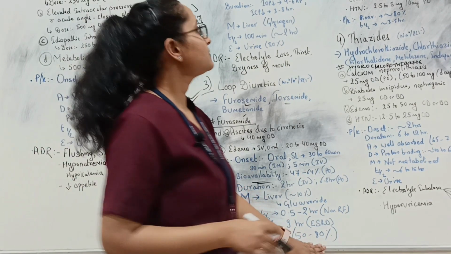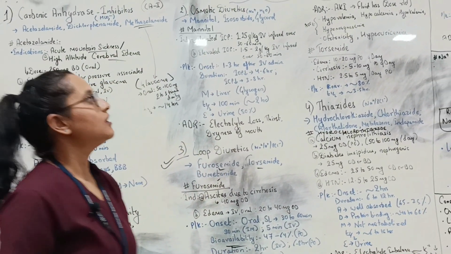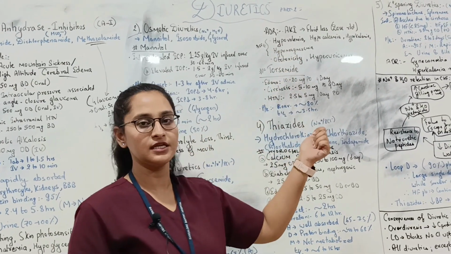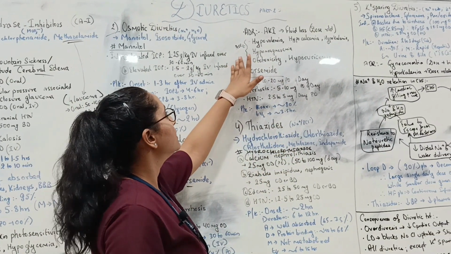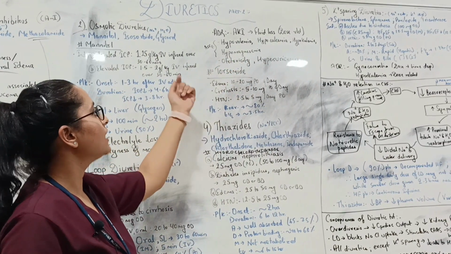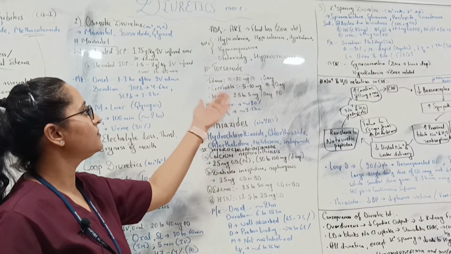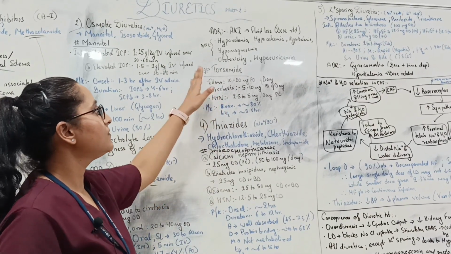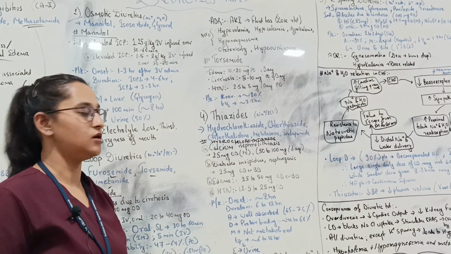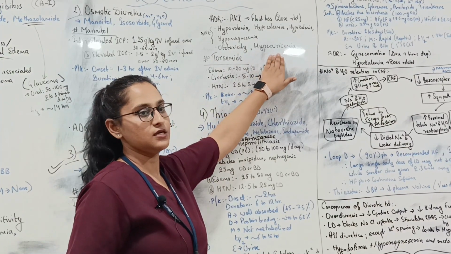Now the ADR for loop diuretics is AKI, acute kidney injury, seen when there is a fluid loss, and it is dose related. Hypovolemia and electrolyte imbalances are seen: hypocalcemia, hypokalemia, and hypomagnesemia, and because of this, cardiac arrhythmia is mostly seen with loop diuretics. Ototoxicity is there, and hyperuricemia is there, so gout is present.